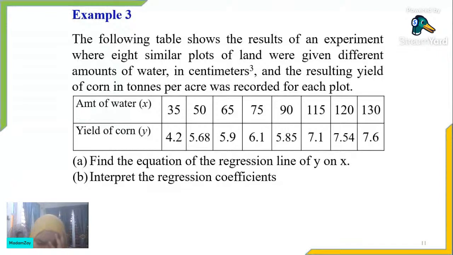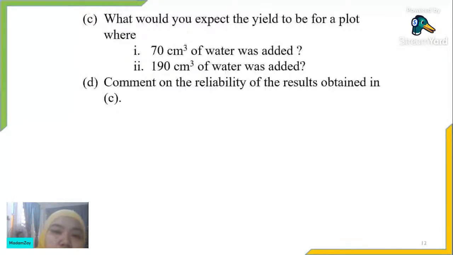Interpret the regression coefficient. Now we have to find the equation Y cap equal to A plus BX, and then interpret A and B. Then, what would you expect the yield to be for a plot with the given amount of water? They ask you to find the expected Y for the given X. Then comment on the reliability of the result obtained in C. Can the expected value be reliable? It is talking about the range of X.